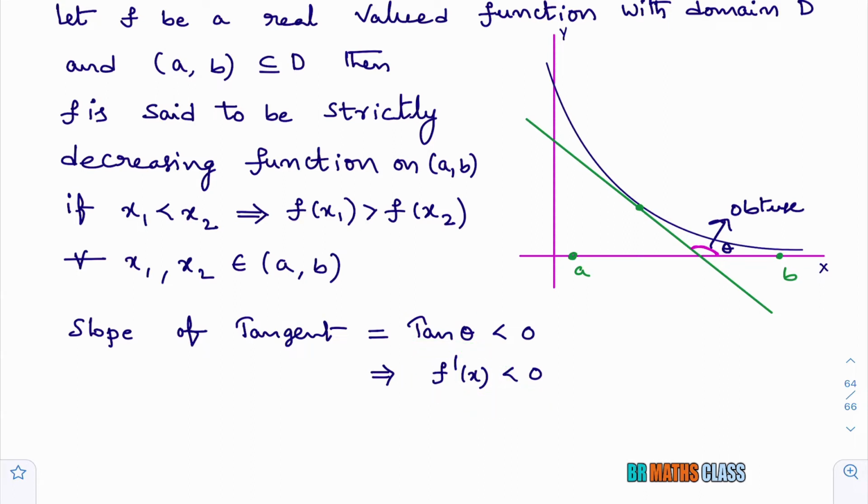So two important points. If the function is strictly decreasing, then x1 less than x2 implies f of x1 is greater than f of x2, and if the function is strictly decreasing, then f dash of x is less than 0.